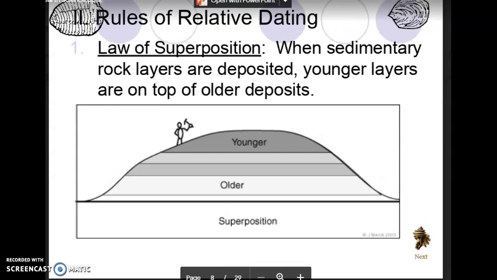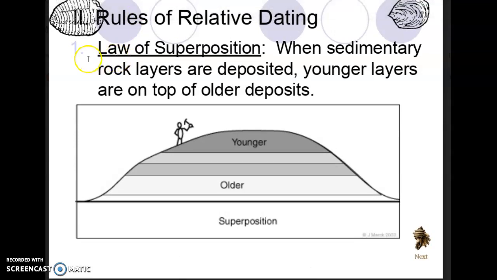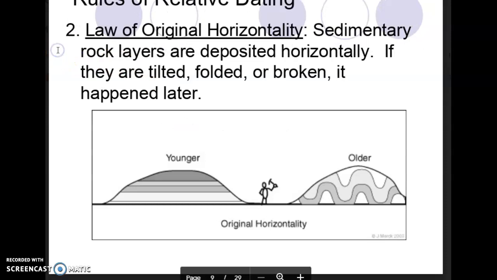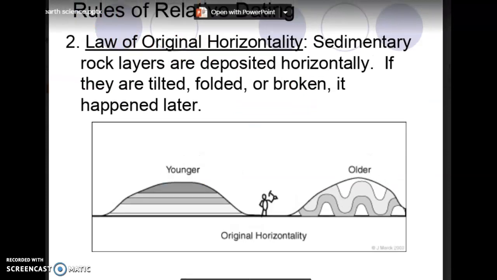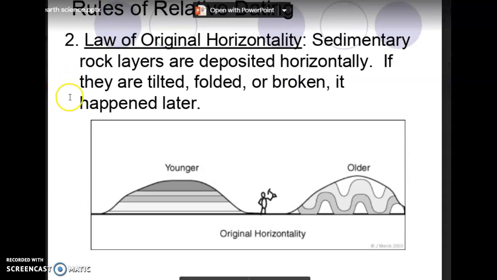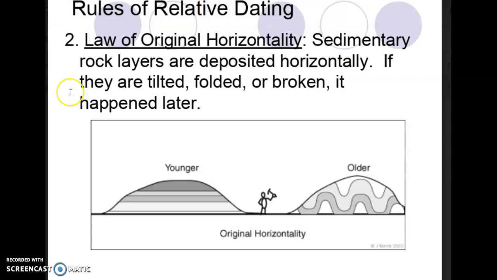One of them is the law of superposition, and it says that when sedimentary rock layers are deposited, the older layers are on the bottom and the younger layers are on top. Here is the law of original horizontality, and that says that sedimentary rock layers are deposited horizontally, and if they are tilted, folded, or broken, it happened later.